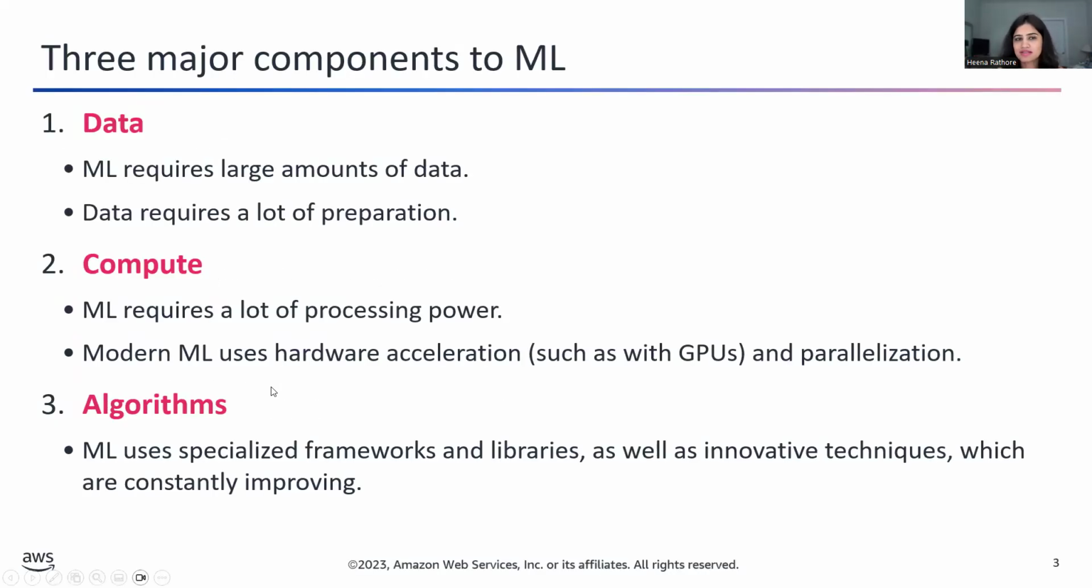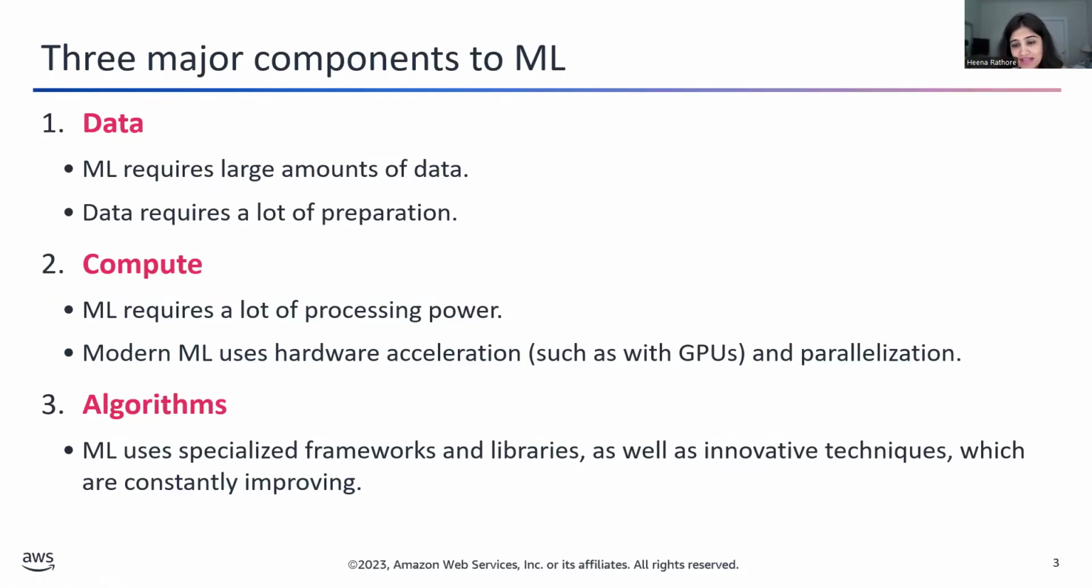As we discussed in the last class, machine learning is a six-step process, but there are three important pillars of machine learning. The very first one is data. Machine learning does require a large amount of data, and data must be carefully prepared before use. The second important pillar is compute. Machine learning models are computationally very extensive and intensive, and for this they require a lot of GPUs and parallelization to train models efficiently.